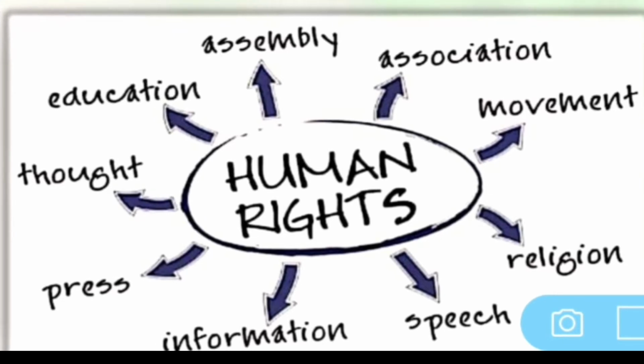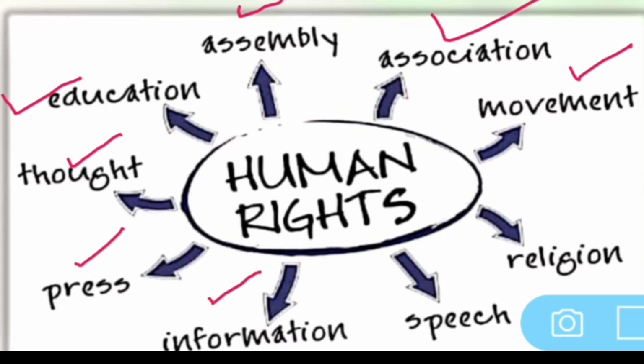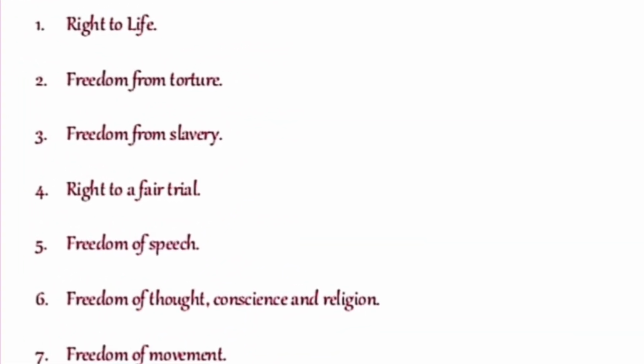These are the objectives of human rights: education, assembly, association, thought, movement, press, information, speech, religion. These are the objectives of human rights: right to life, freedom from torture, freedom from slavery, right to a fair trial, freedom of speech, freedom of thought, conscience and religion. Number 7, freedom of movement.